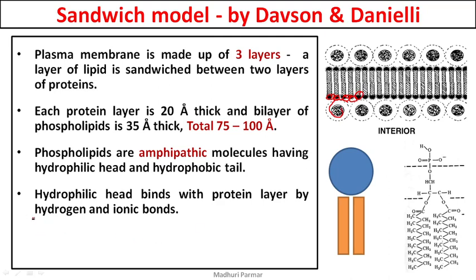How are they in contact with the protein? So they are either forming hydrogen bonds or they are forming ionic bonds. Ionic bonds are formed when there are positive or negative charges. And hydrogen bonds are formed when there is a delta positive and a delta negative charge.